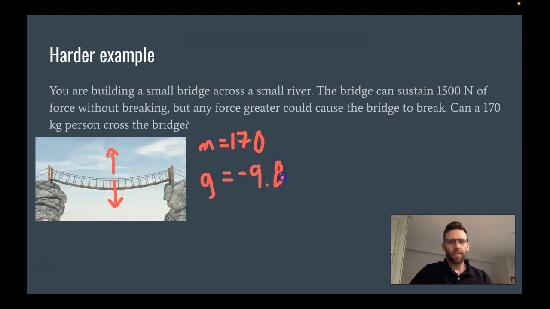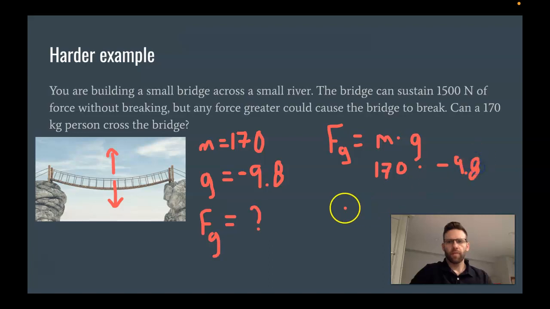All right, and now we need to figure out what is the force of gravity on this person. And if it's greater than this number, 1,500, then this person can't cross the bridge. We've got to figure something else out. All right, so force of gravity is equal to m times g. This number is 170, times negative 9.8.